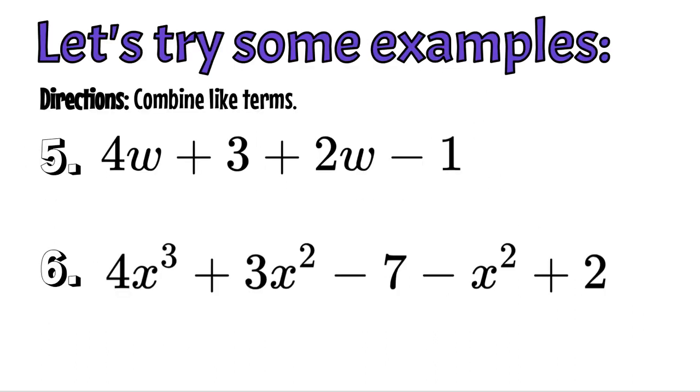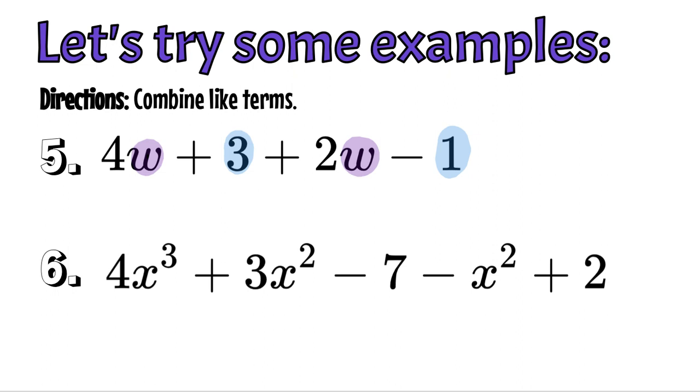In example 1, I noticed that the first term has a w, the second term is just a 3, so this is called a constant. In the third term, we also have a w raised to the same power, power of 1, and the fourth term again is a constant. So notice that the first and third terms are like terms, and the second and fourth terms are like terms.